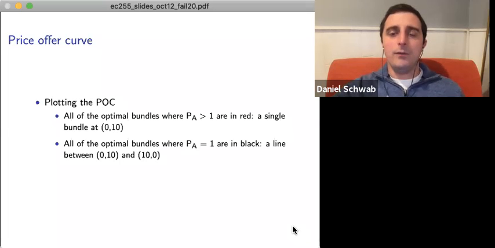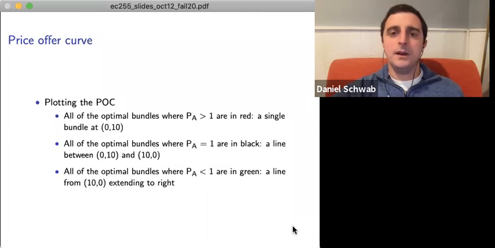If we look at all of the optimal bundles where the price of apples is equal to 1, this is sort of the reverse, right? We have one particular price of apples, 1, and it's a whole line. There are lots and lots of different bundles that are optimal when the price of apples is equal to 1. So here we have this whole line covering between 0, 10 and 10, 0.